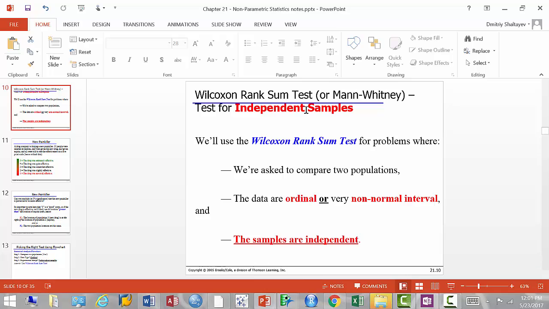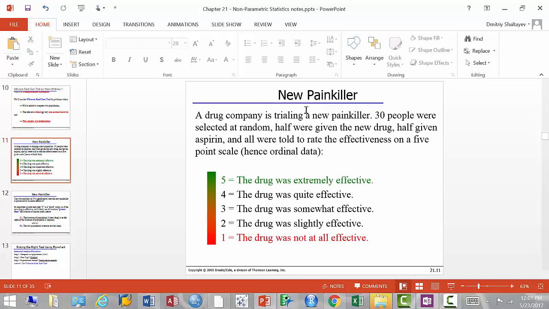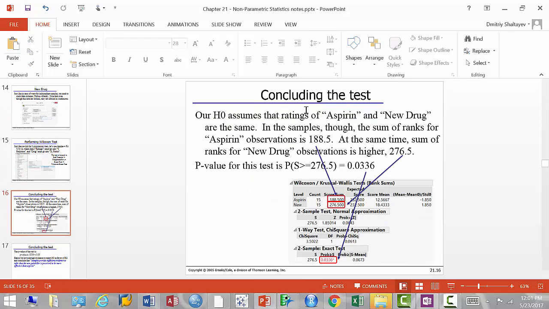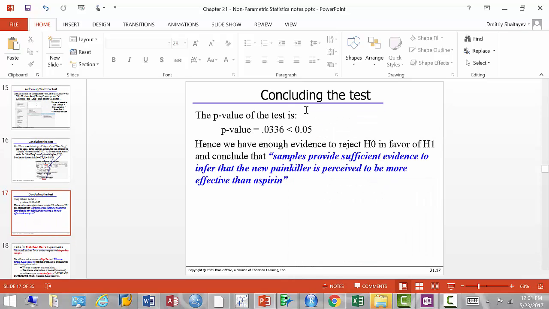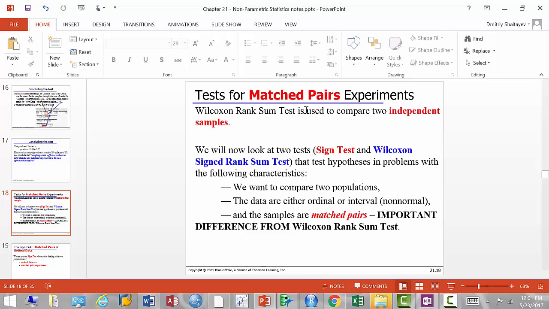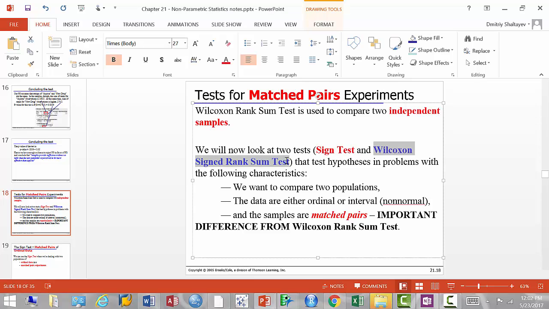Okay. If samples are not independent, they are matched pairs, then unfortunately we have to use two different tests. When data are interval, it's test number one. When data are ordinal, it's a completely different test. So let's talk about what happens when the data are matched pairs and they're numerical, but the normality is violated. Okay? Then there are two tests we're going to study. So today we're going to study the Wilcoxon signed rank sum test. So there is a signed version of the Wilcoxon test.